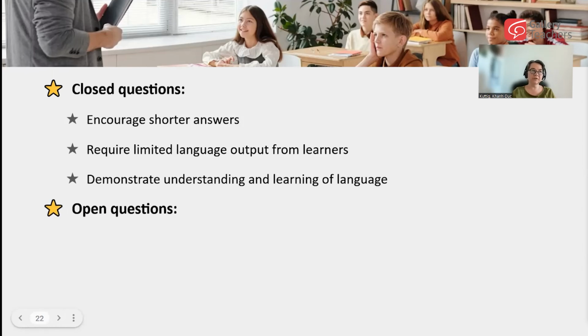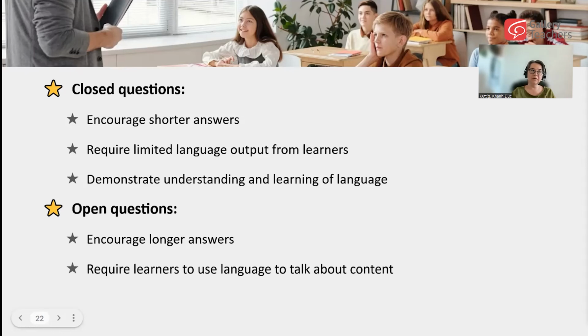Open questions encourage longer answers. They require your learners to talk about content, to use language to talk about content.